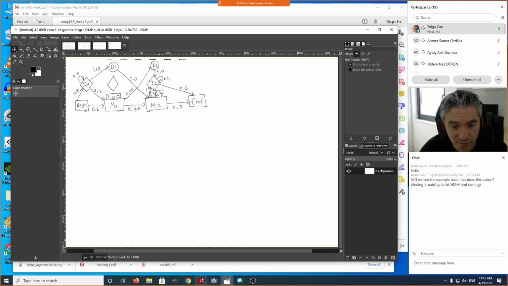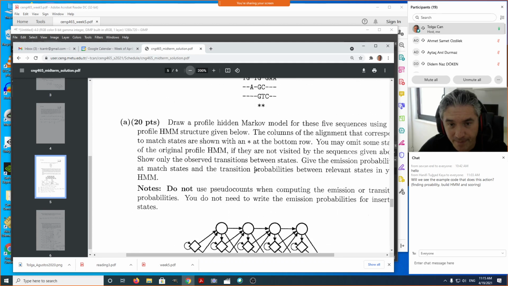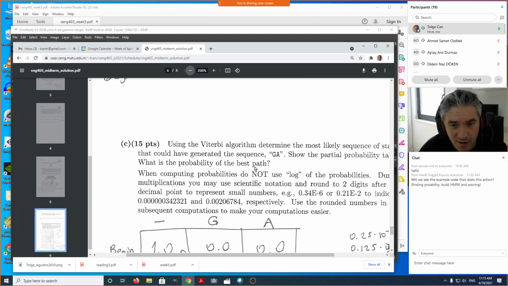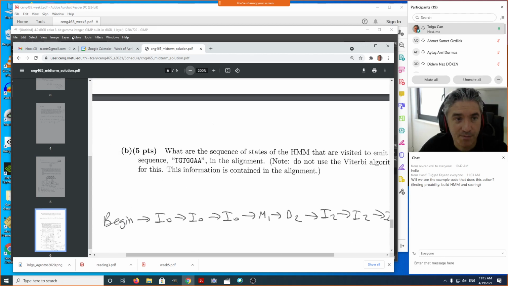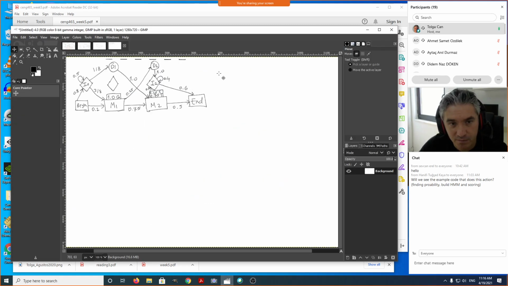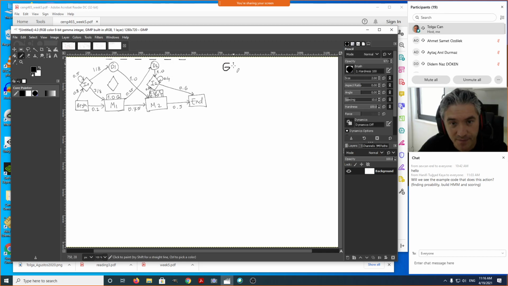Let's take a look at what it says in part C. Find the most probable path that produces the sequence GA from here. Our goal is to align GA, which was not part of those 5 sequences in the multiple sequence alignment, to this profile hidden Markov model. So in order to do that, this is what I do.